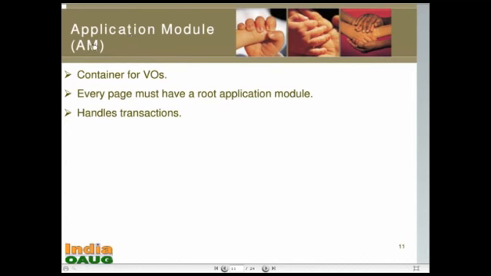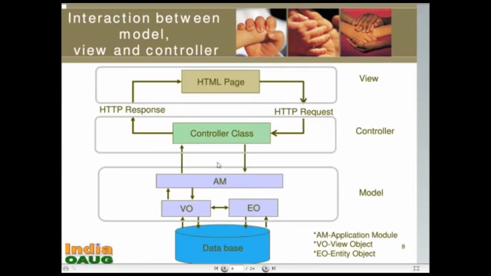Inside of AM, what will we find? We'll find view objects, that's what the arrow mark shows. Only view objects you will find inside of the AM. No entity object, no other things.